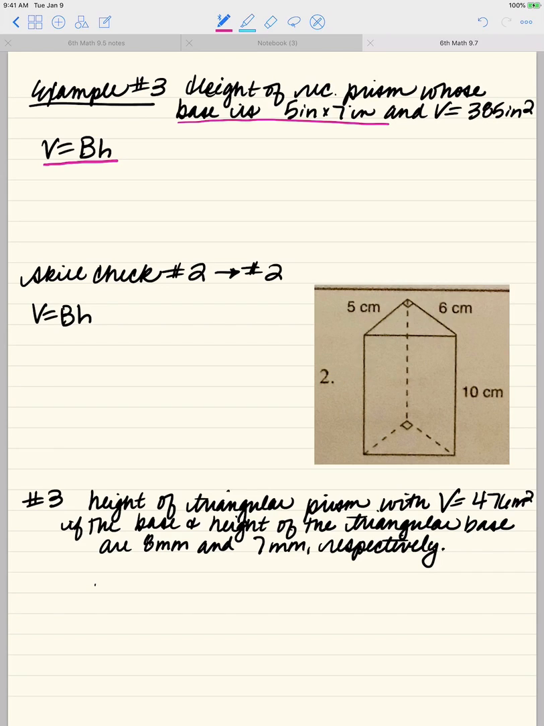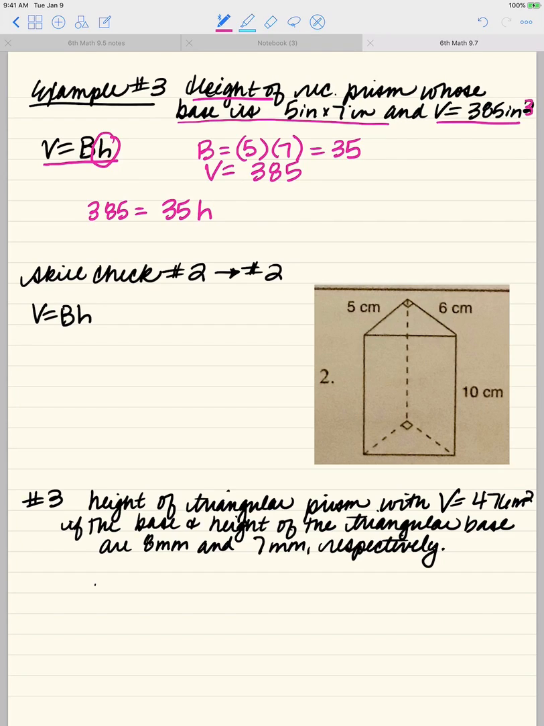So big B is equal to 5 by 7, which is 35. And we're given our volume, which is equal to 385. And I actually wrote squared there. That should be cubed. Okay. So now we know volume is 385, and that is equal to our big B, which is 35, times little h, which we don't know.